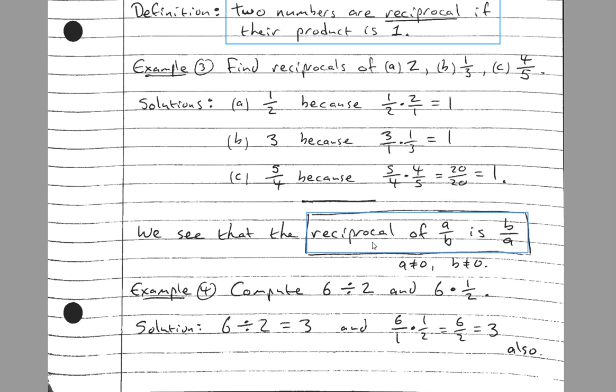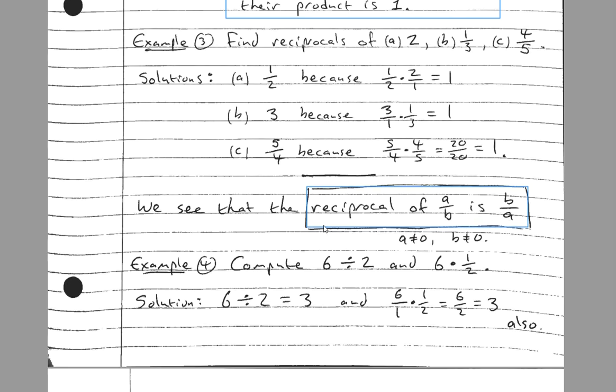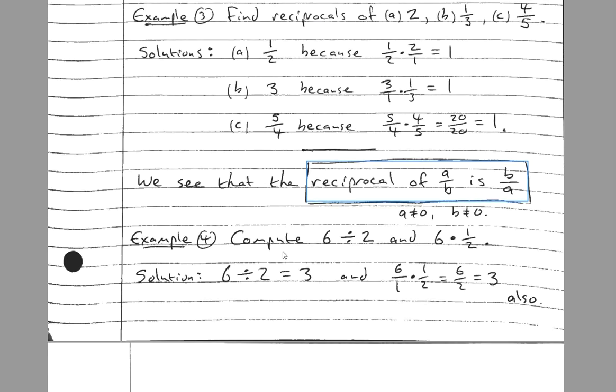All right, so how does the reciprocal help us understand division? Relating it to multiplication. Well, let's see this example. Example 4, compute 6 divided by 2 and 6 times 1/2. All right, so 6 divided by 2, well, 2 goes into 6 3 times. So 6 divided by 2 is equal to 3.